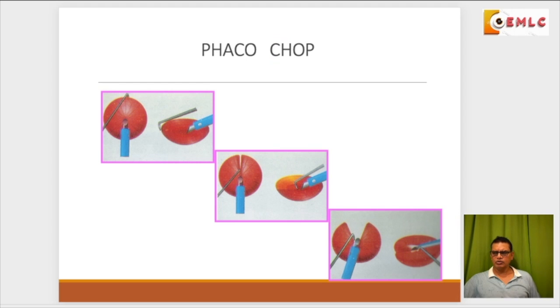So now coming to the most commonly used technique, that is the Phaco chop. In the Phaco chop, we do not do any trenching at all. What we do is we hold the nucleus with the Phaco tip and do a chop either with a vertical sharp chopper, do a vertical chop, or do a horizontal chop with a blunt chopper.